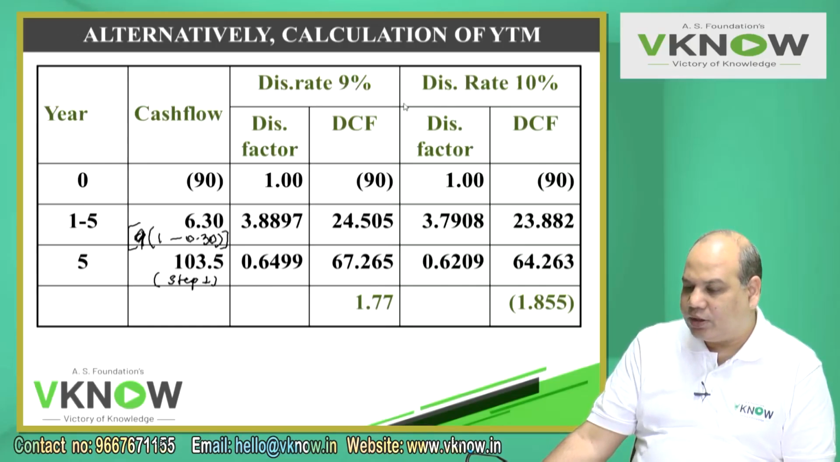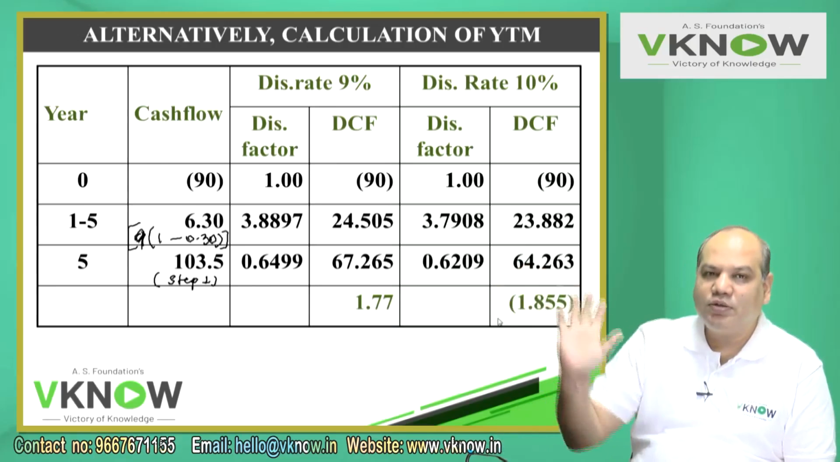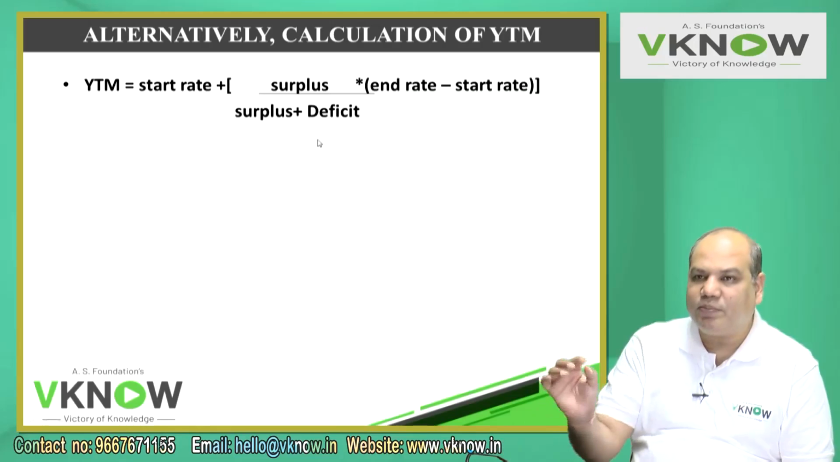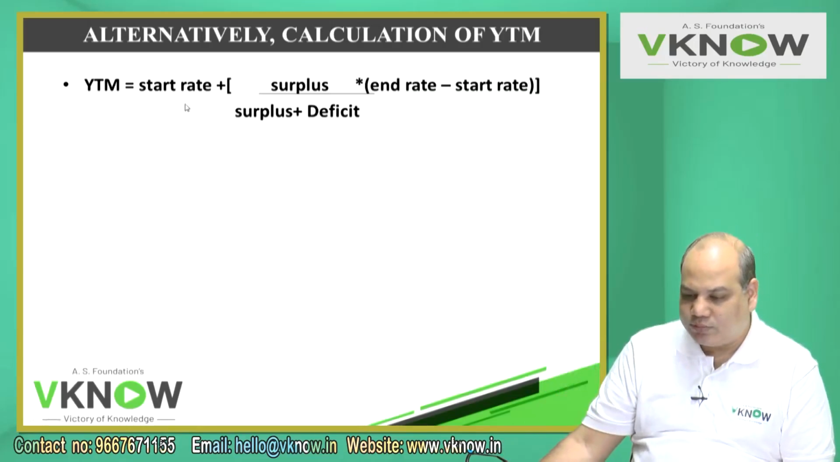So now we'll apply the interpolation formula. It is more than 9. It is less than 10. So it will be 9 plus something. And that 9 plus something is calculated by using the mathematical concept of interpolation. Already I have given you the logic of this formula, what is inside the bracket. It is just simple arithmetic they are using.